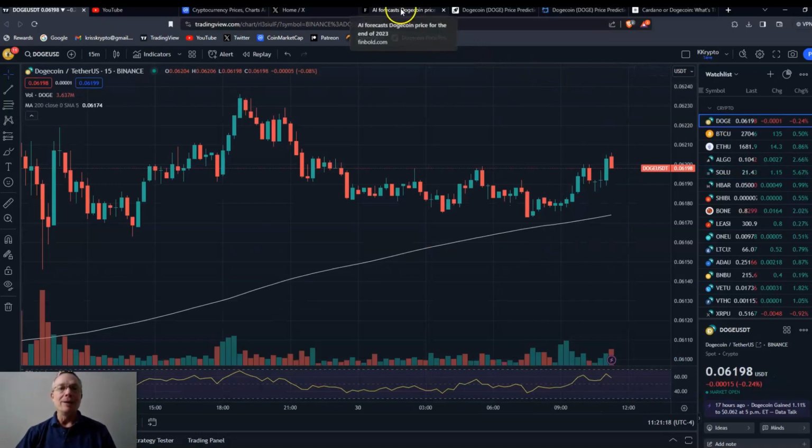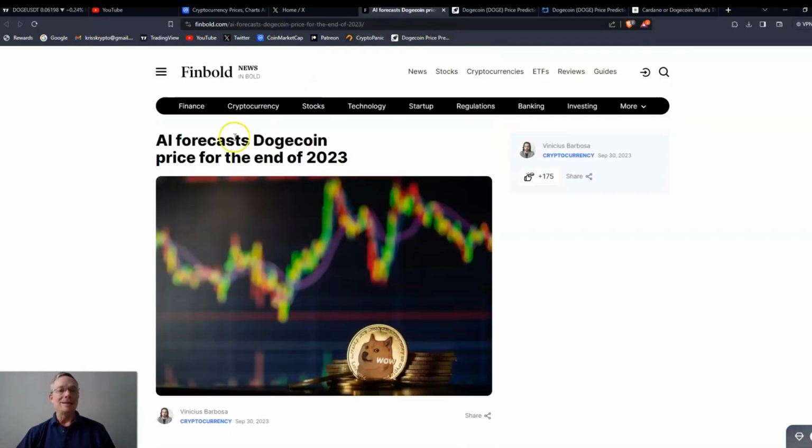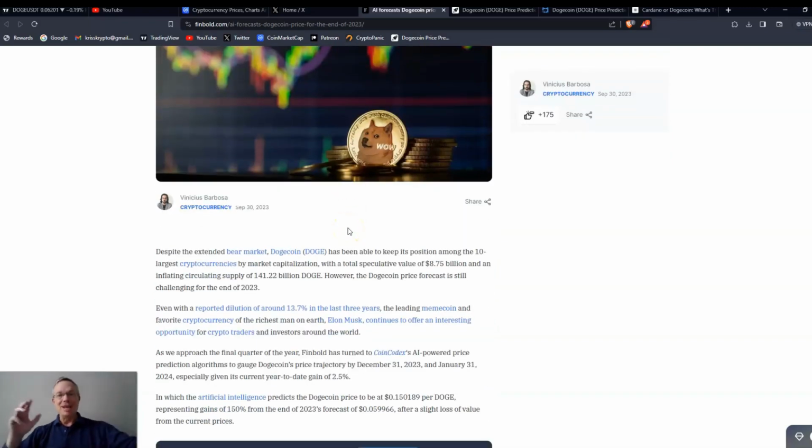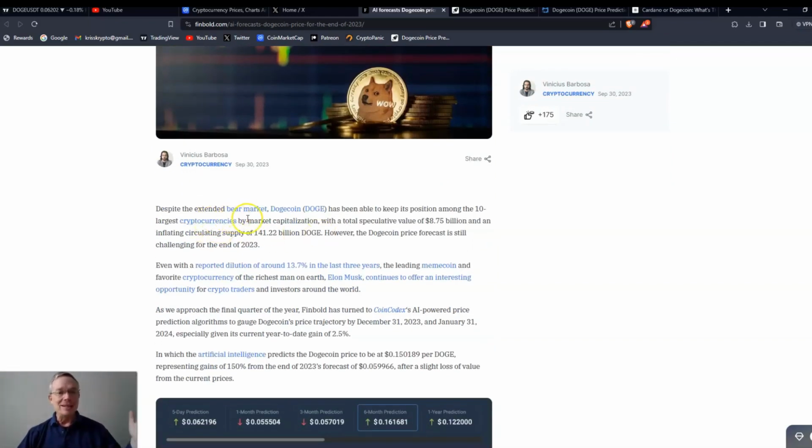What we're going to be talking about is an AI forecast for Dogecoin. What is the price going to be at the end of 2023, according to this so-called AI? We've talked about Changelly before, and we'll talk about Changelly again in a minute, but here we have, despite the extended bear market, Dogecoin has been able to keep its position among the 10 largest cryptocurrencies by market cap. Total value, $8.7 billion, has its supply of 141 billion Dogecoin. And what is the forecast for the end of 2023?